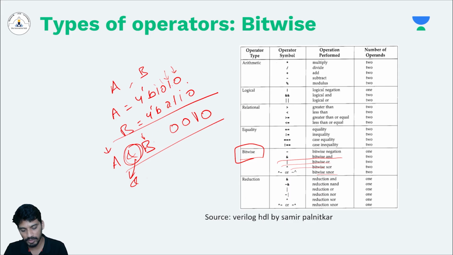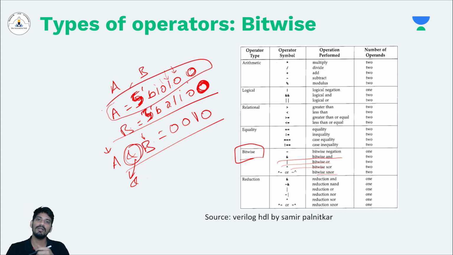Again, 1 and 0 will be 0. So this is how you get the bitwise operation. Let's take the sizes are different for A and B. Let's take my A is a 5-bit number. In this case, it will extend my B to a 5-bit number by adding a 0 to it. This way, the output will always be equivalent to the maximum size of the input operands.